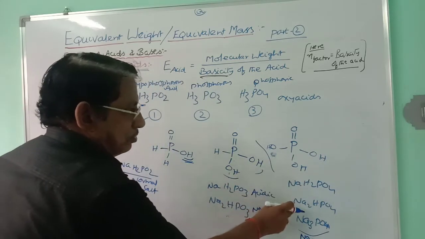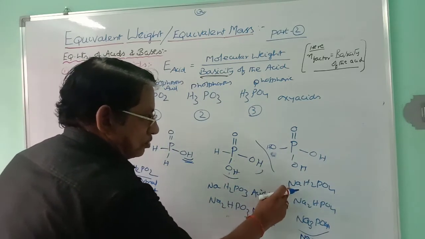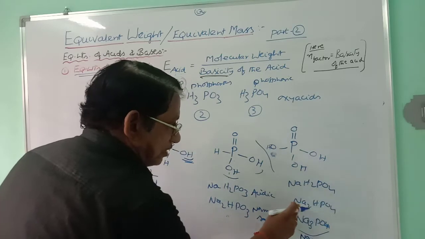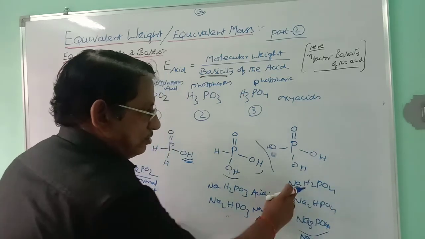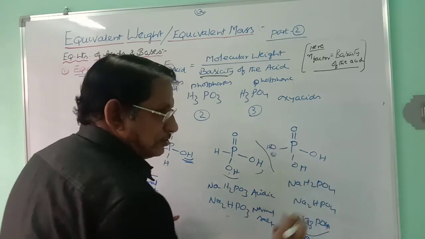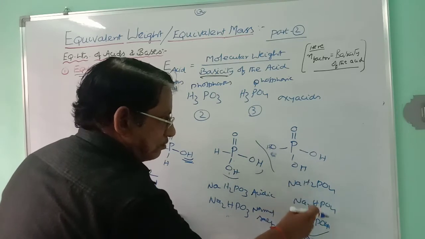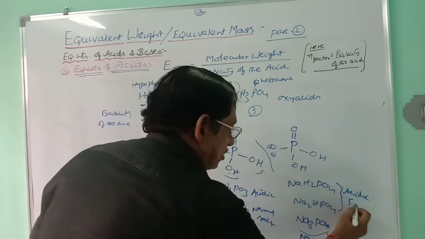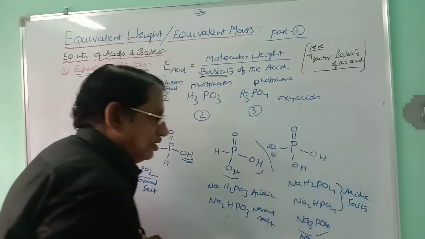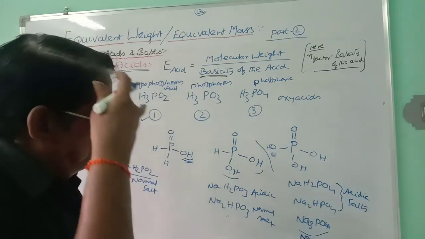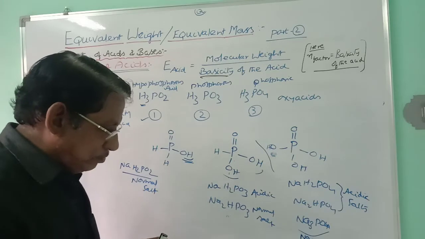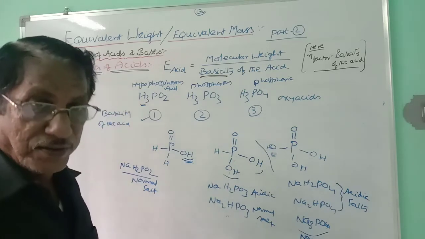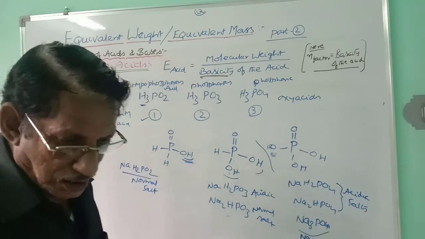And in these two salts, sodium dihydrogen phosphate and disodium hydrogen phosphate, there are still replaceable hydrogens, and so these two are treated as acidic salts. In this way, we can write the acidic salt and basic salt based on whether it has replaceable hydrogen or not.